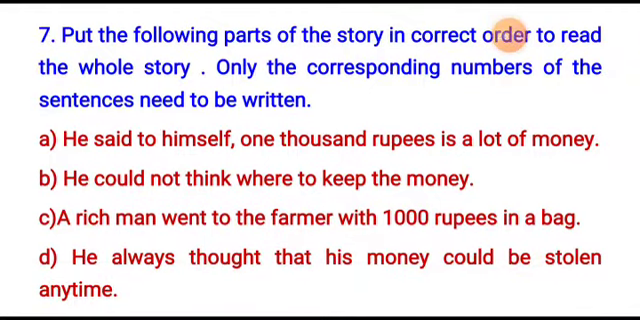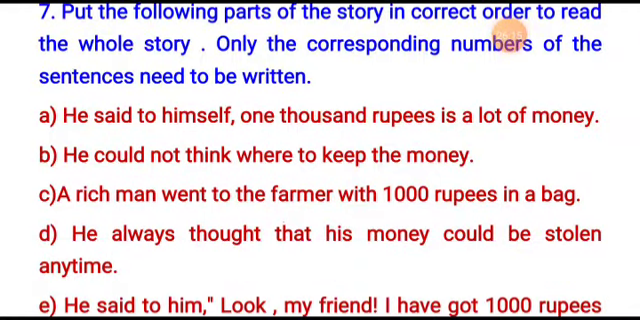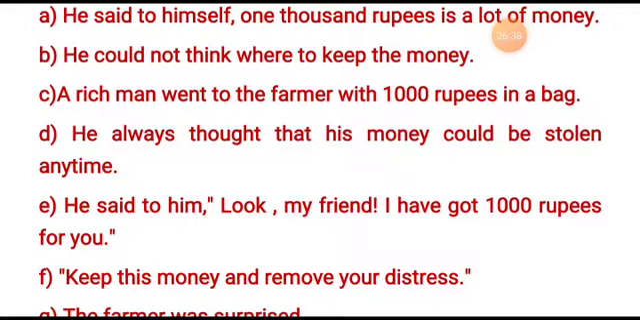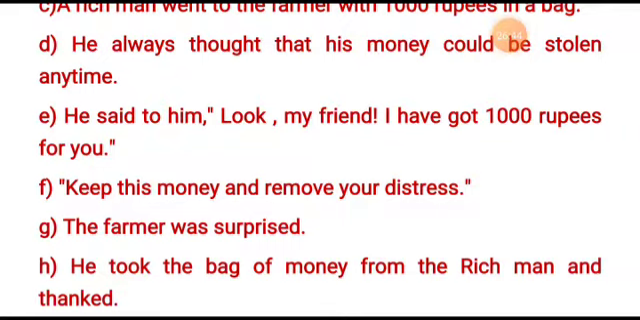Number 7, rearrange. Your question is: A. He said to himself, 1000 rupees is a lot of money. B. He could not think where to keep the money. C. A rich man went to the farmer with 1000 rupees in a bag. D. He always thought that his money could be stolen anytime. E. He said to him, look my friend, I have got 1000 rupees for you. F. Keep this money and remove your distress. G. The farmer was surprised. H. He took the bag of money from the rich man and thanked.